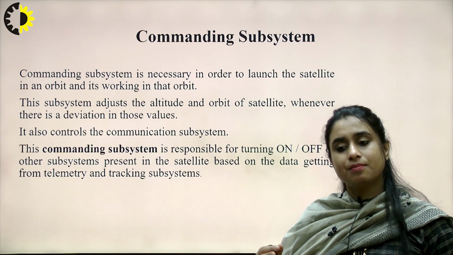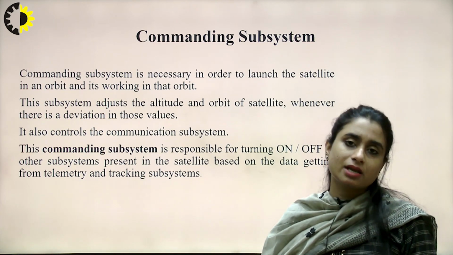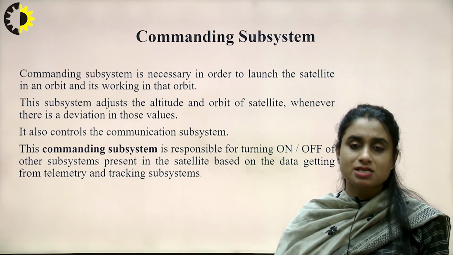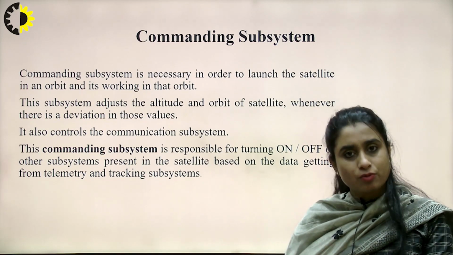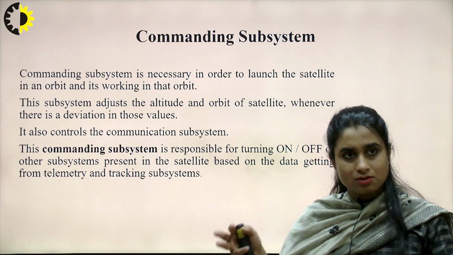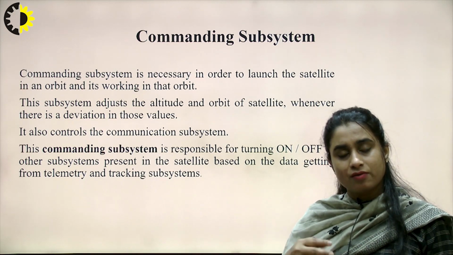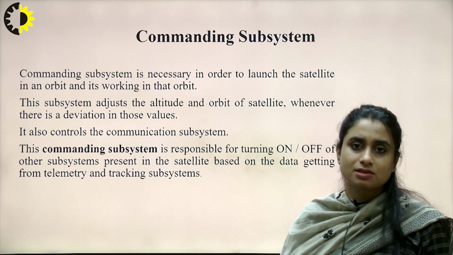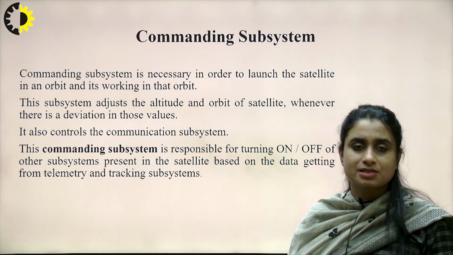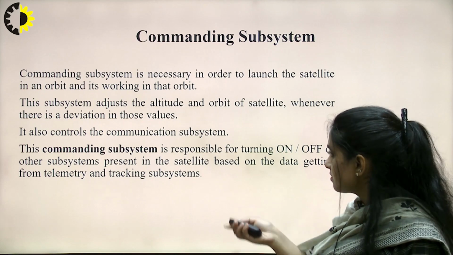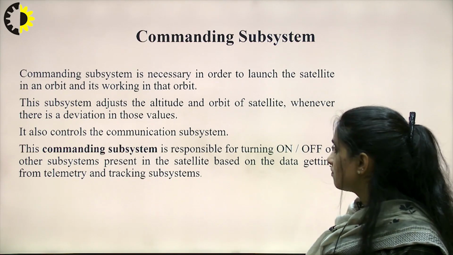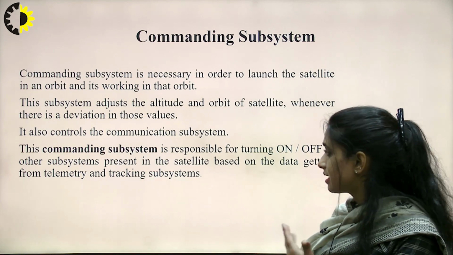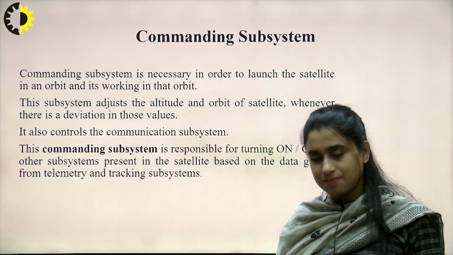Like a computer CPU, it cannot work until I give it some input, then the processing occurs, and it needs some output devices as well. So this is how the commanding system works. When the control system studies, analyzes, and sends, the commanding system comes into play, receiving and transmitting, right? It is responsible for turning on and off other subsystems present in the satellite based on the data it gets from the telemetry and tracking subsystems.